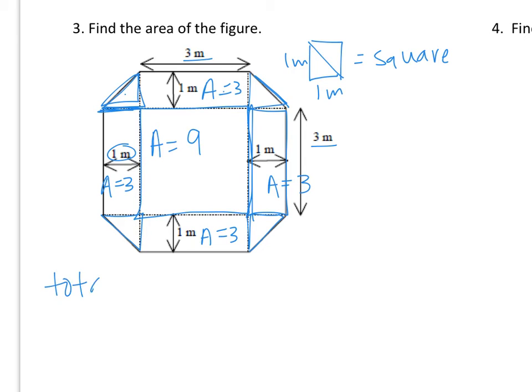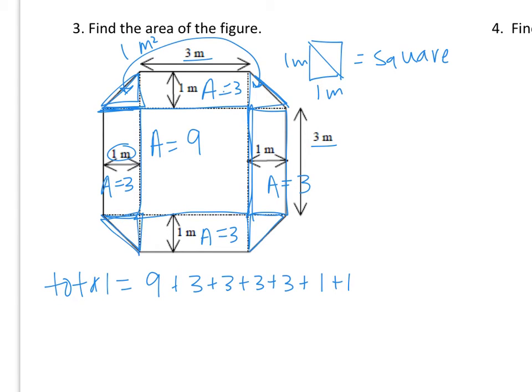So the total, I guess let me mark that these together have 1 meter squared as their area. The total, I'm going to take that 9. I'm going to take the 4 threes, and I'm going to take the 2 ones that come from putting these triangles together, add those all up, and we should get 23 meters squared.